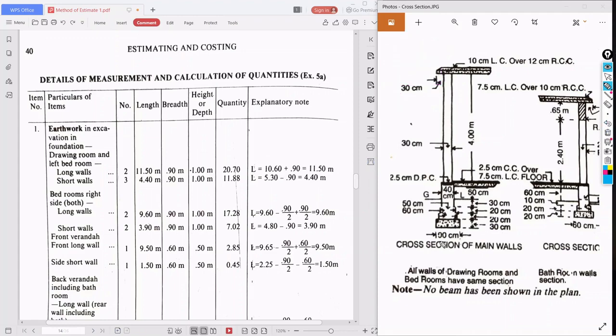Okay, so what is the side? 90 centimeter is there. So what is the center to center length of the long wall? It is 10.60. Plus we need this, from this center only. So this whole diagram, my dear students, you just imagine this full area. The plan is given at this section.